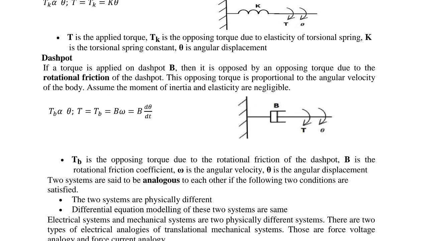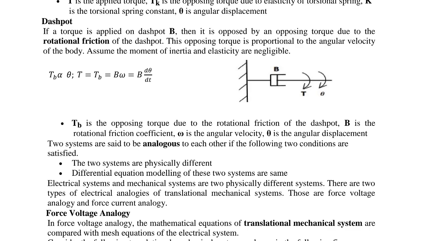Similarly, for the dashpot, when torque is applied on the dashpot B, it is opposed by the opposing torque due to the rotational friction of the dashpot. This opposing torque is proportional to the angular velocity of the body. So you can write Tb is equal to B omega. That omega value, the angular velocity, is d theta divided by dt.